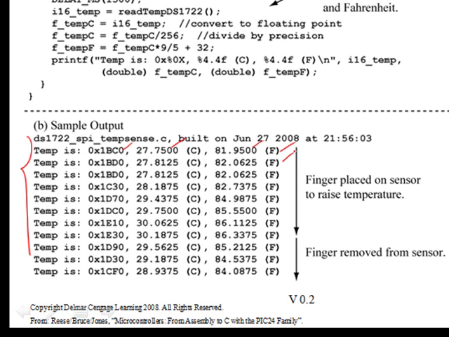These lines are being printed about every 1.5 seconds. At this point, I put my finger on the device to raise the temperature, and you can see the temperature rose from about 81 Fahrenheit to about 85 Fahrenheit. I then removed my finger from the 1722, and the temperature slowly started dropping.